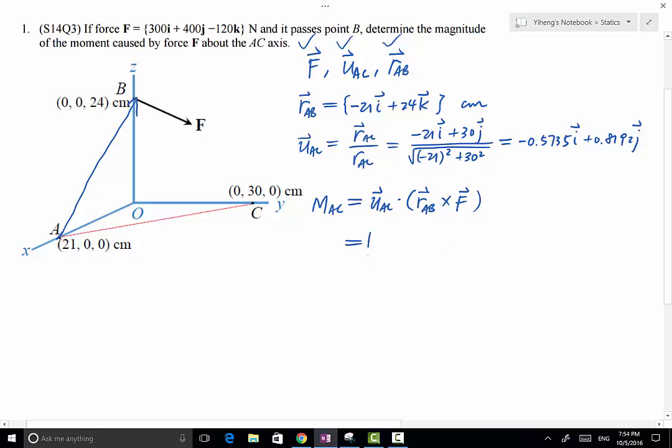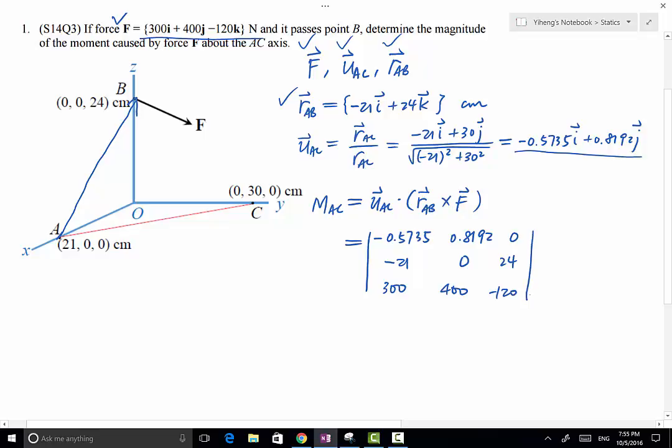Or you can directly set up a 3x3 matrix. For the first row, we fill in the three components of the unit vector. So negative 0.5735, 0.8192, and 0. As you can see, those are the coordinates of the unit vector. For the second row, the three components of the position vector AB, this one. Therefore, that is negative 21, 0, 24. And lastly, for the last row, we fill in the three components of the force vector. So this one right here. So that will be 300, 400, and then negative 120.